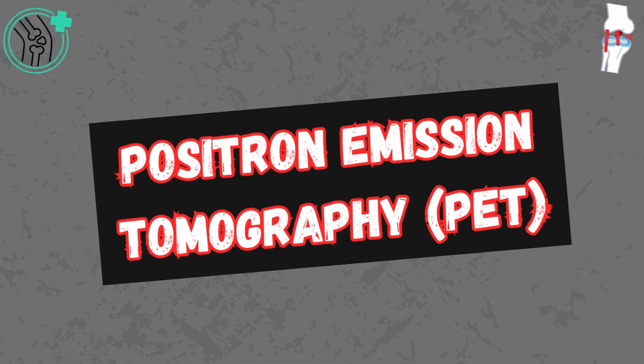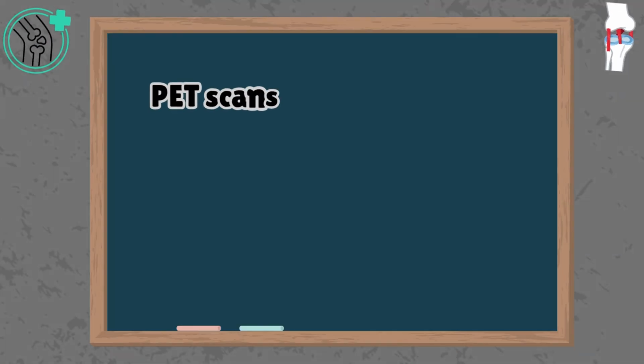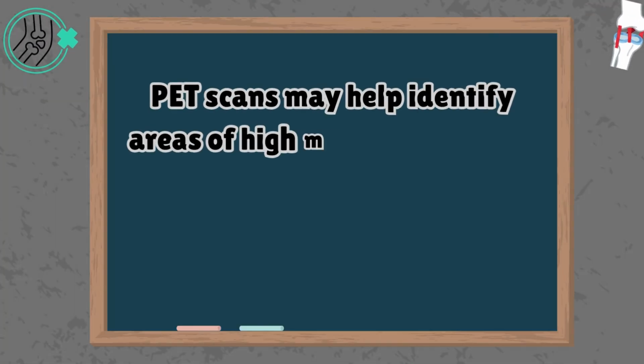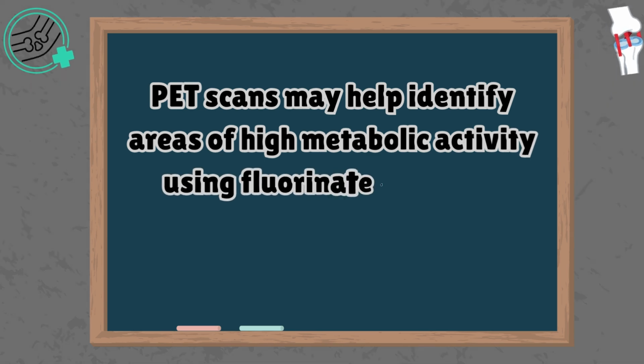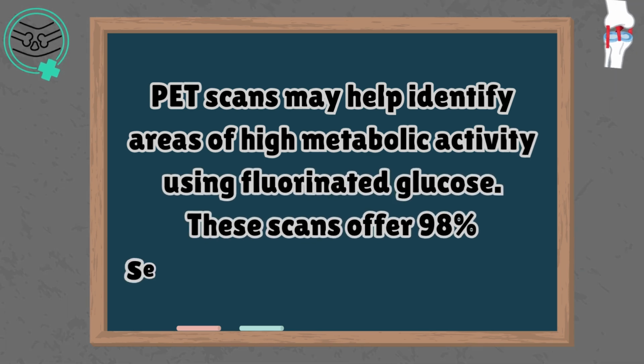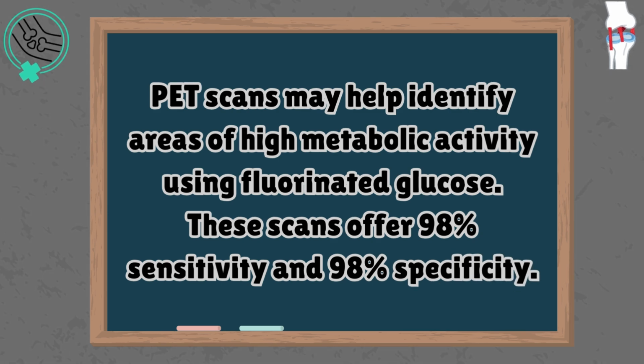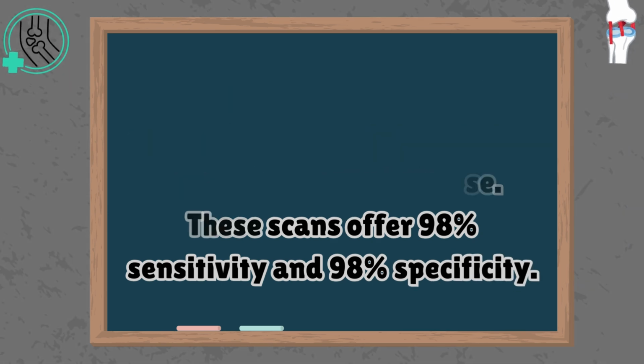Positron emission tomography. PET scans may help identify areas of high metabolic activity using fluorinated glucose. These scans offer 98% sensitivity and 98% specificity.